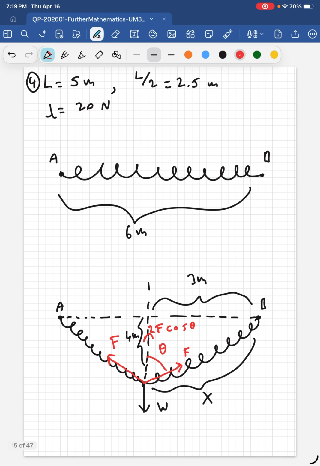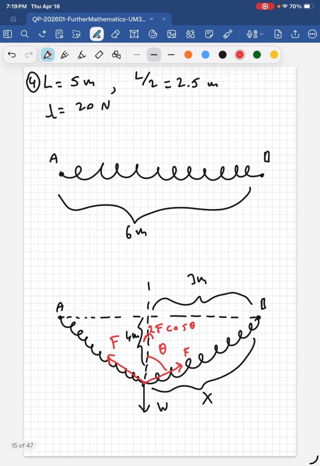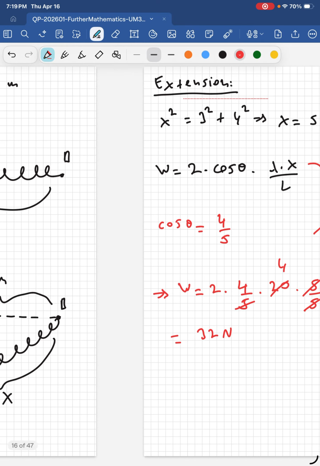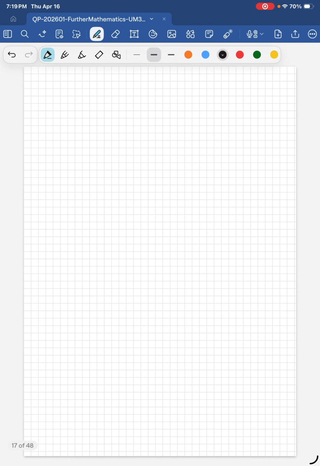All right, now let's do part B. The particle is now raised to the midpoint of AB and released from rest. Calculate the speed of P when it has fallen 4 meters. This is a little bit of a complicated problem. So we will use another clean page. Let's draw the situation again.